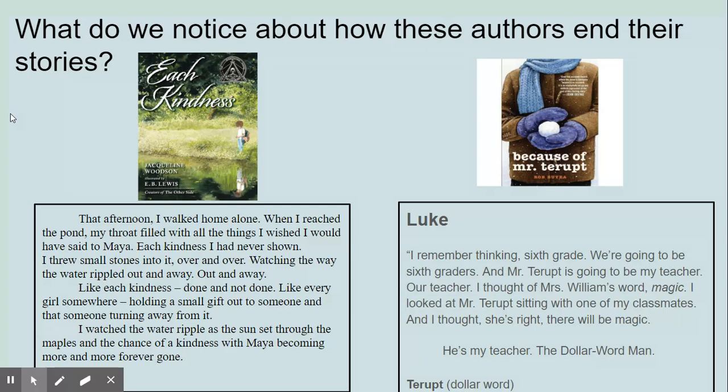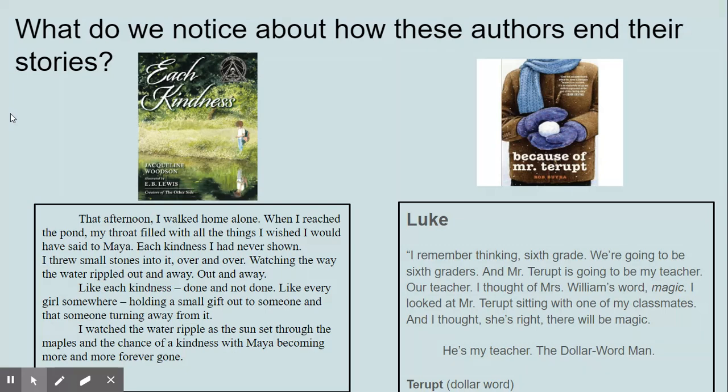Luke. I remember thinking, 6th grade, we're going to be 6th graders, and Mr. Churupt is going to be my teacher, our teacher. I thought of Mrs. Williams' word, magic. I looked at Mr. Churupt sitting with one of my classmates, and I thought, she's right. There will be magic. He's my teacher, the dollar word man.